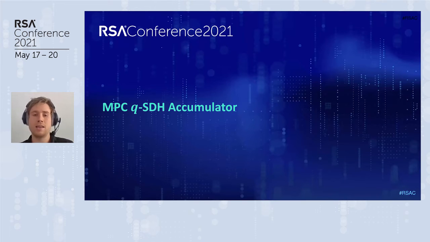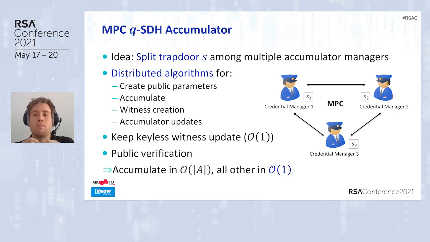Therefore we had this idea that we can split the secret trapdoor among several accumulator managers and therefore split the trust in not misusing this trapdoor. And this approach is already very compatible with the Sovrin environment, because in Sovrin we already have these multiple semi-trusted foundation managers.